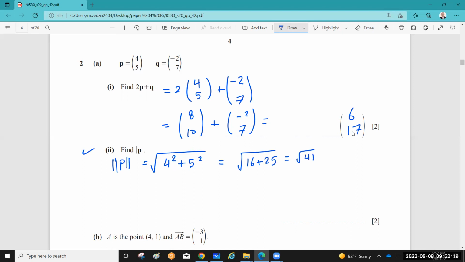The square root of 41 is 6 point something, maybe 6.4. You go down to one decimal place.